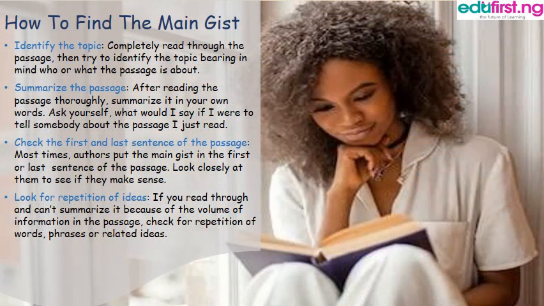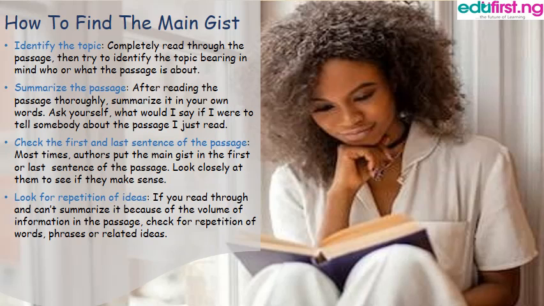How to identify the main gist? Firstly, we identify the topic. Completely read through the passage, then try to identify the topic, bearing in mind who and what the passage is about. Next, we summarize the passage. After reading the passage thoroughly, summarize it in your own words. Ask yourself, what would I say if I were to tell somebody about the passage I just read?